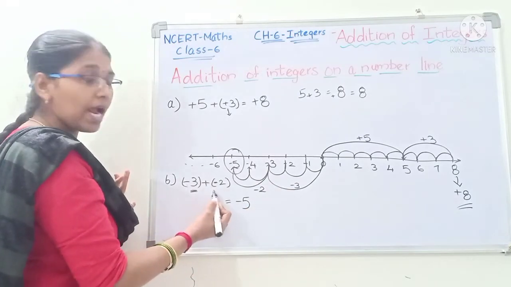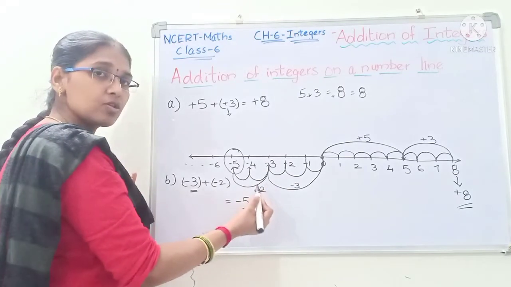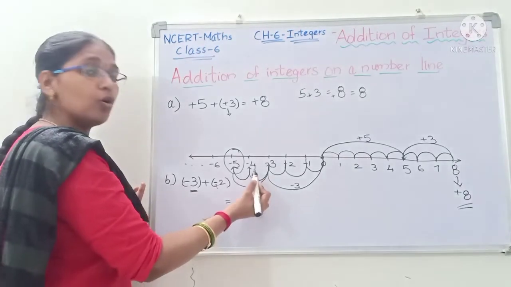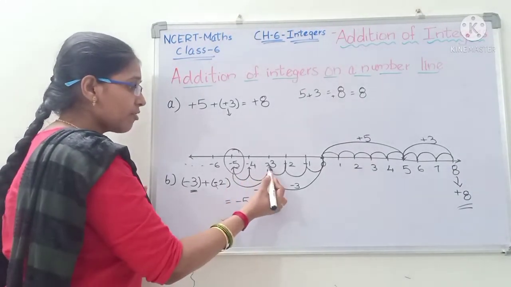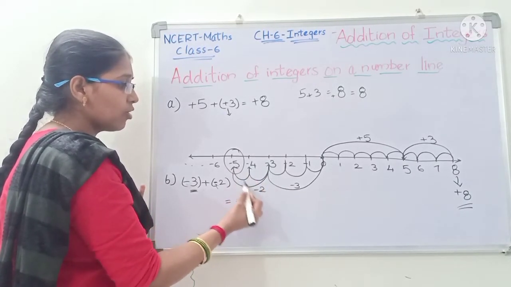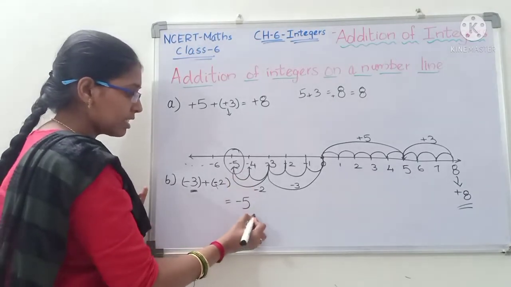And then they said to add minus 2. Minus 2 means negative number again. So you should again move 2 steps towards left from minus 3. 1, 2. 2 steps. Minus 4, minus 5. The answer is minus 5.